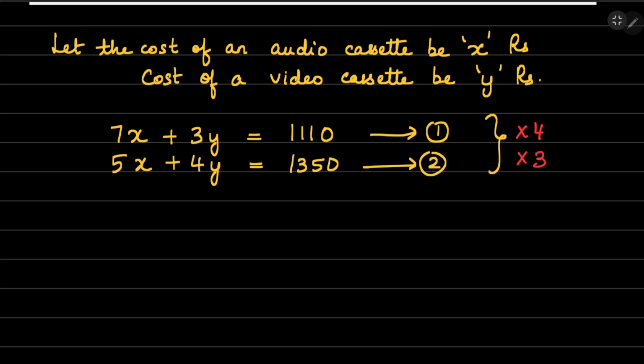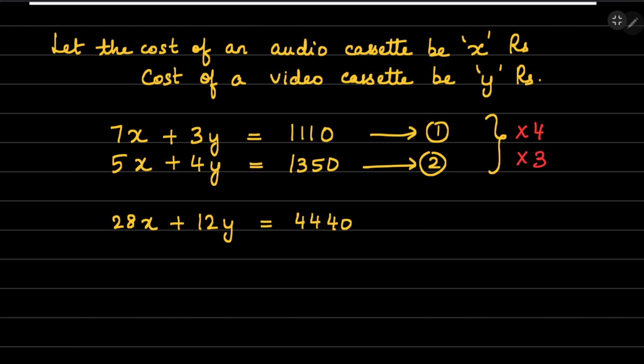So how will the first equation change? You have to multiply each term with 4. In that case the y term will become 4 into 3, 12y. Here also 4 into 3, 12y. So we are going to eliminate the y term and calculate x first. This method is called the elimination method. So multiply throughout by 4 in equation 1: 7 into 4, 28x plus 12y equal to 4440.